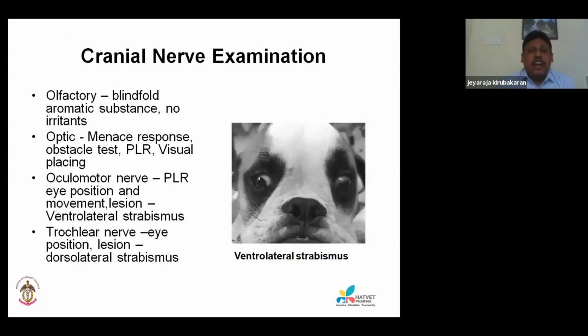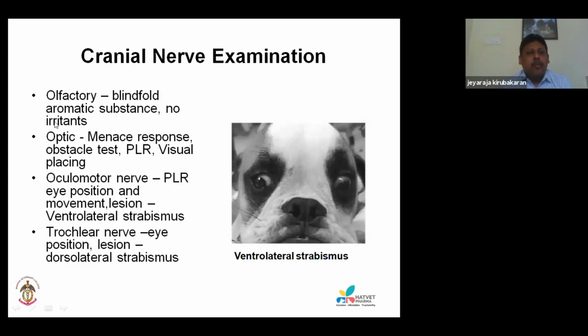Coming to individual cranial nerve examination, it starts with olfactory. So what you do is you blindfold the animal and use an aromatic substance to check its olfaction. You don't use any irritants. Blindfold and do it, because just by looking at it, it can identify sometimes what it is. So it's very difficult. Without blindfolding, you can't do it.